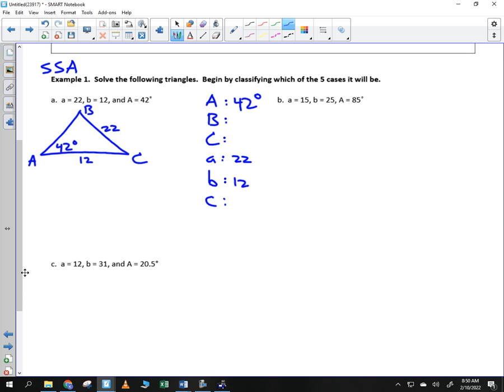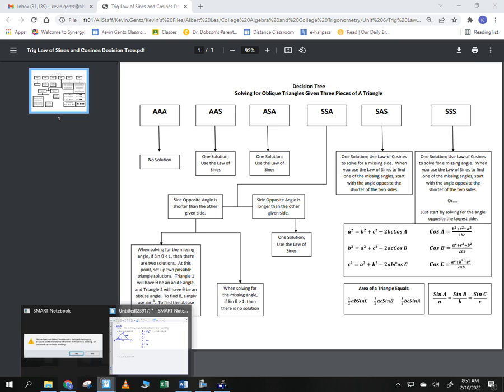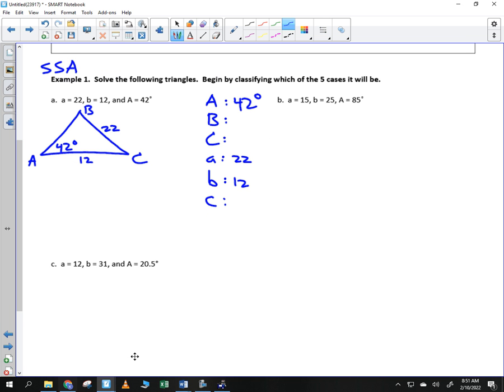You're going to have to get used to going to your decision tree. And it says when you're solving the side-side angle, I look and decide, is the side opposite the angle longer, or is the side opposite the angle shorter than the other given side? Side opposite the angle is longer than the other given side. How many solutions does that mean? So I know I'm going to have one solution. So this one is a very nice problem. It's going to work out super easy.